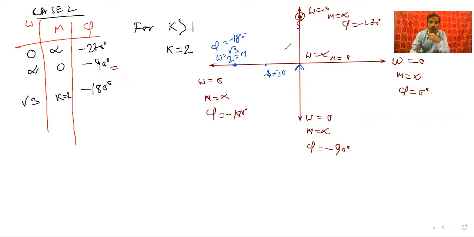Then draw the polar plot. This is the polar plot, and the direction of the polar plot is this. Then draw the Nyquist plot. Then draw the mirror image. What is the mirror image?